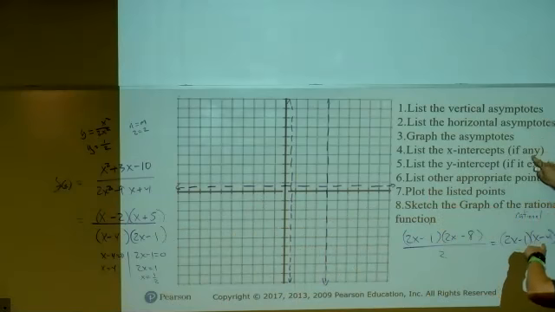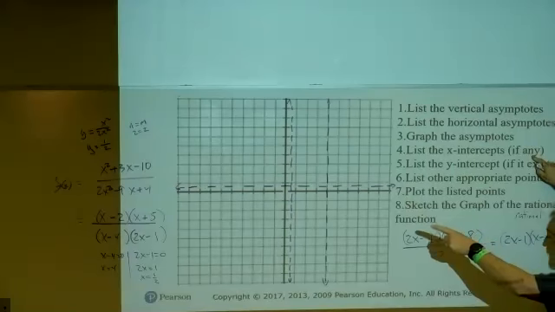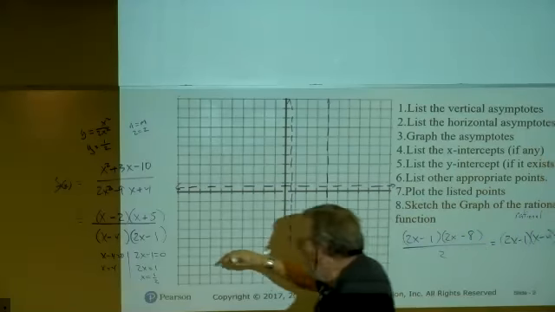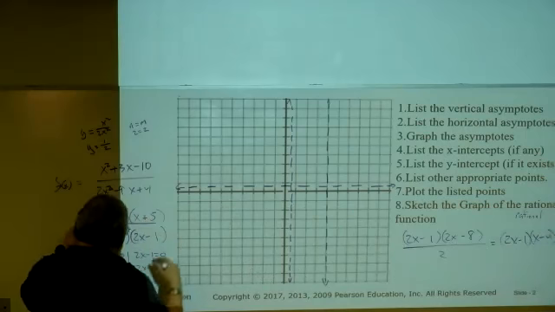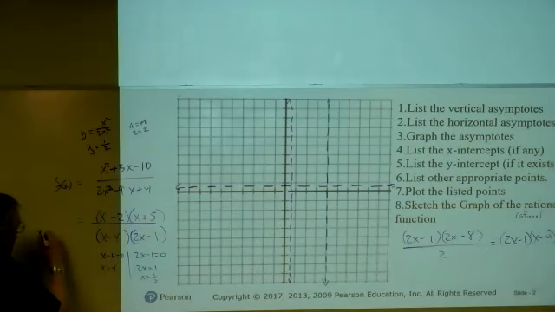Now we list the x-intercepts. The x-intercepts depend upon the numerator. I set the numerator equal to 0. That's x minus 2 times x plus 5. So I'm going to set x minus 2 equal to 0, and I'm going to set x plus 5 equal to 0. And that will give me my x-intercepts.